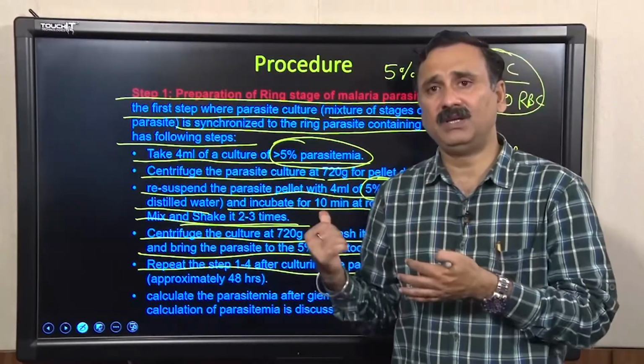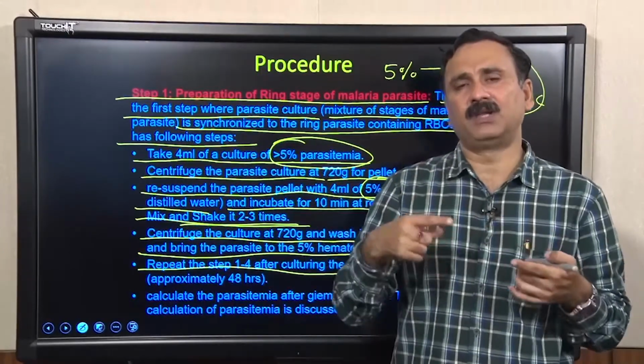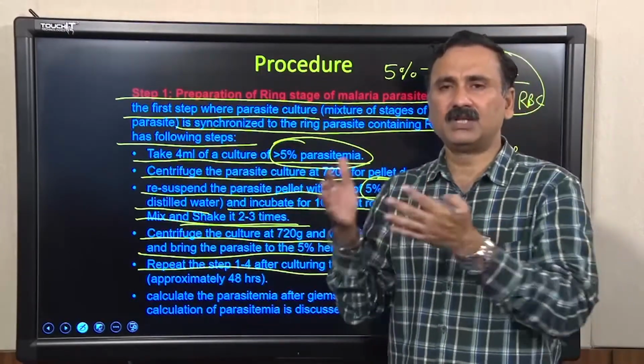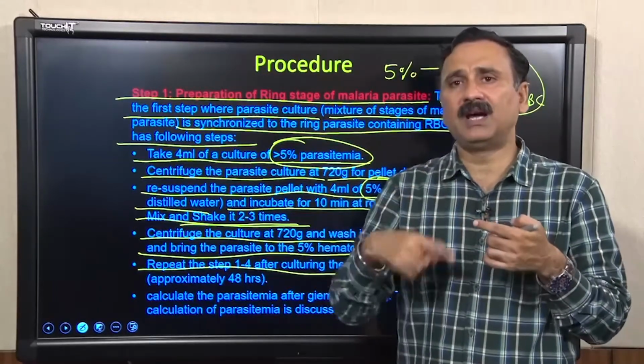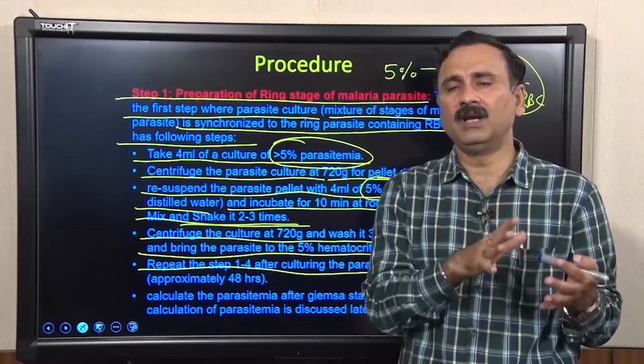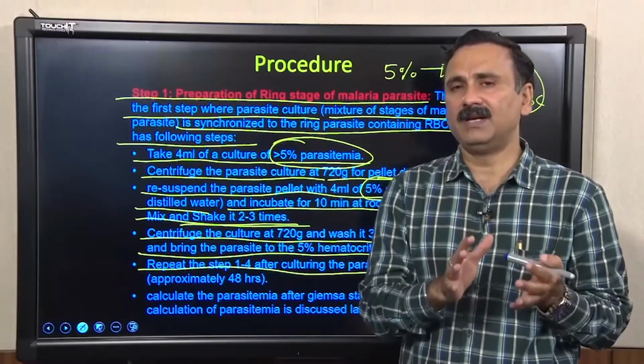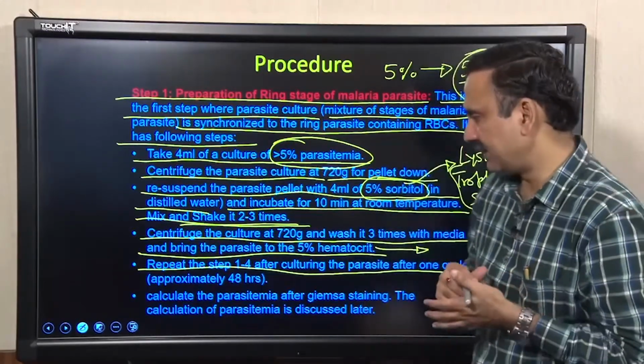To make the culture very precisely synchronized, you can do the synchronization with the help of D-sorbitol in multiple rounds. Like, first time you have done it, then you culture it for another 48 hours, then again you do it. If you repeat 2-3 times, you are going to bring only ring-containing parasites, and that is good enough for performing this assay.